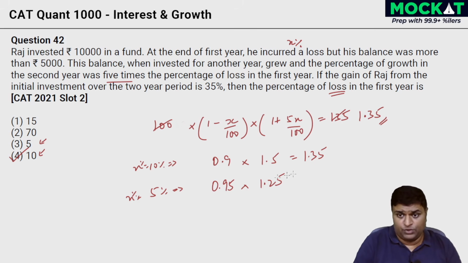Now, just a quick thing for those of you who are not too clear with this. When x is 10, if I substitute, what do I get here? 1 minus 10 by 100 into 1 plus 5 into 10, 50 by 100. This is 0.9 and this is 1.5. You multiply these two and you're getting your 1.35. When I substitute 10, it works out, and therefore that's the answer.